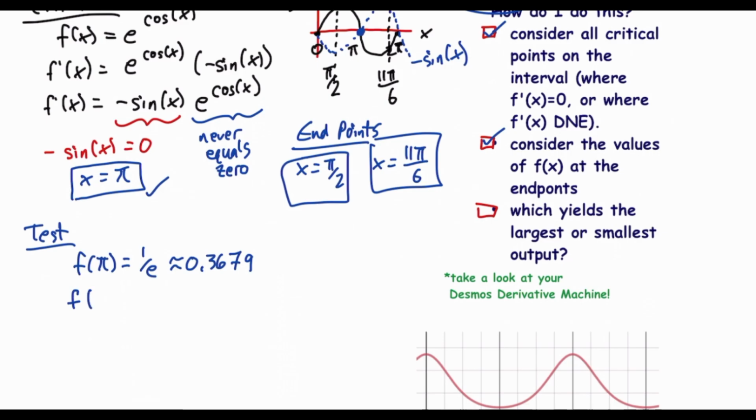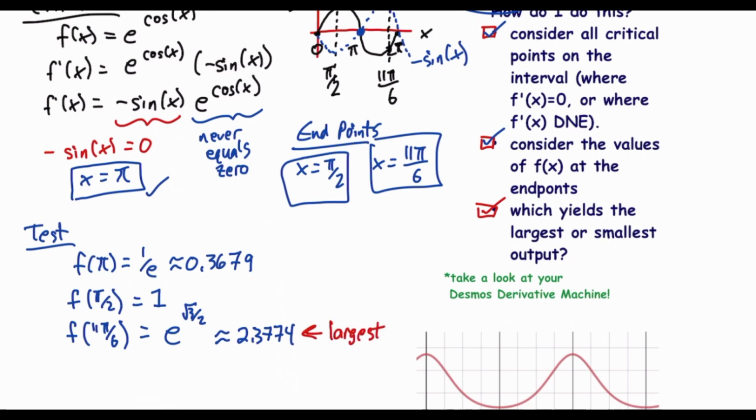We're testing our endpoints, f of pi over 2. Once again, I'm not going to show the work, but it's going to be e to the cosine pi over 2, which is e to the 0. Anything to the power of 0 is just 1. And we're going to evaluate 11 pi over 6, which is going to give us a value of e to the root 3 over 2. Once again, exact is better, but in order to be able to actually compare the values, we'll write the decimal, which is approximately 2.3774. Now we can identify which is the smallest and which is the largest. My largest value is right here. My smallest value is right here.